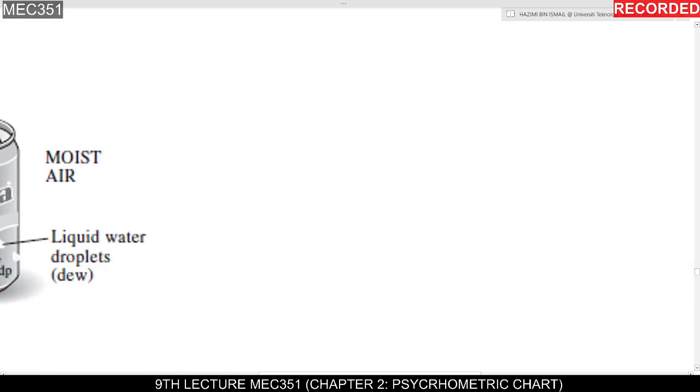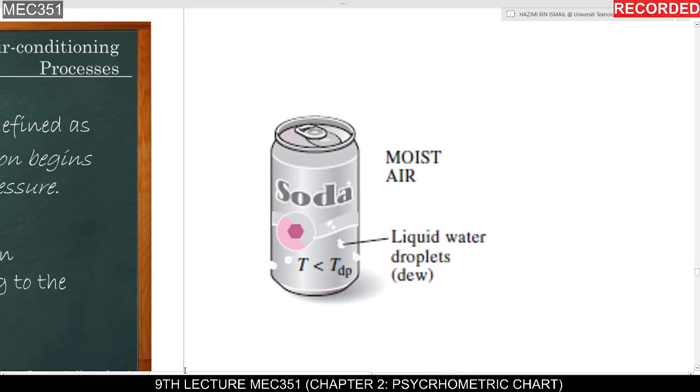So let's say we can find the value of our PV. P is equal to PA, the dry air pressure, plus PV, right? So PV is equal to the atmospheric pressure minus PA. After we have this value of PV, we find that T sat. So that T sat is equal to the dew point temperature.